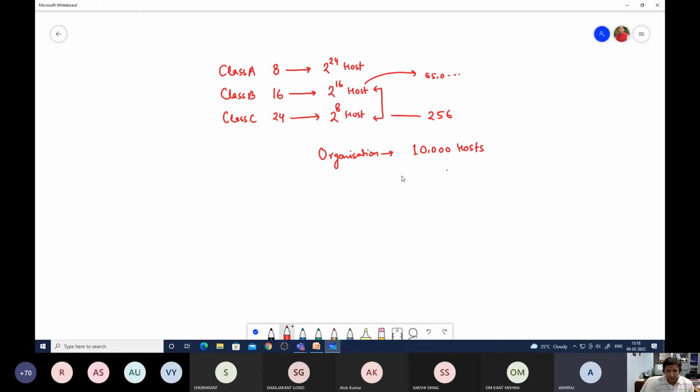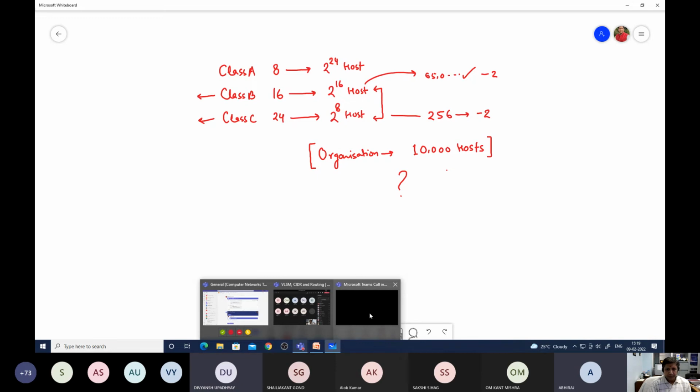So what is the solution? Anybody? If you get a class B network, you have 65,000 something hosts. If you have a class C network, you can only have around 256, minus 2 actually, minus 2 here also. But if there is an organization who requires 10,000 hosts, what are the possible solutions? Anybody who wants to answer?